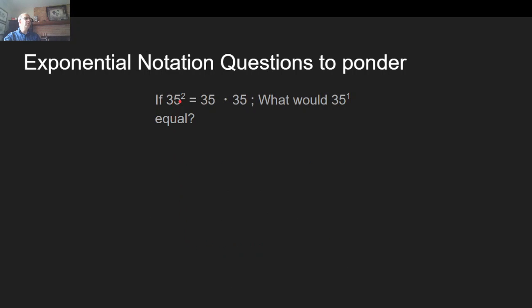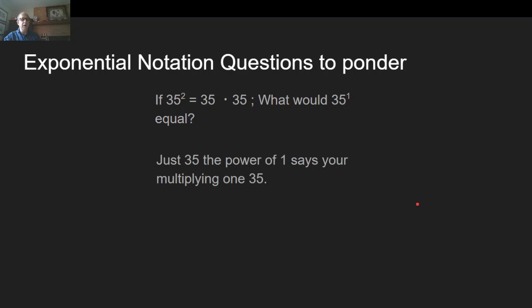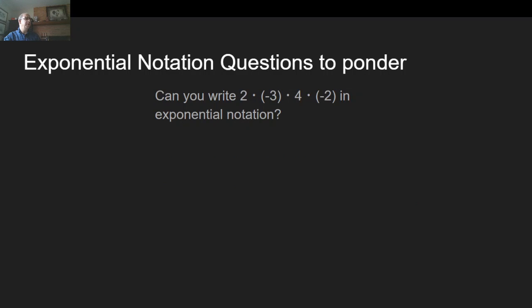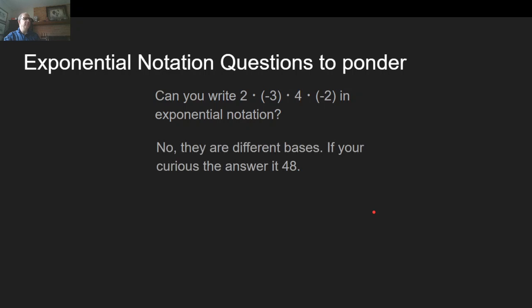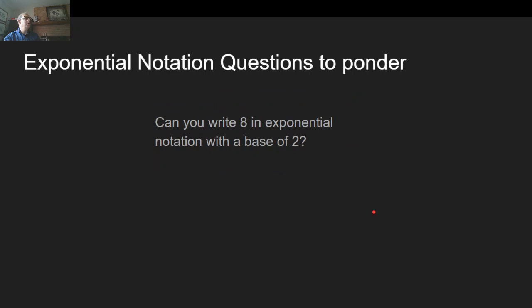If 35 to the power of 2 equals 35 times 35, what do you think 35 to the power of 1 would be? That's right, just 35. Can you write 2 times negative 3 times 4 times negative 2 in exponential notation? No, they're different bases. Can you write 8 in exponential notation with a base of 2? You can. 2 times 2 times 2 is 8. So that would also be 2 to the power of 3.